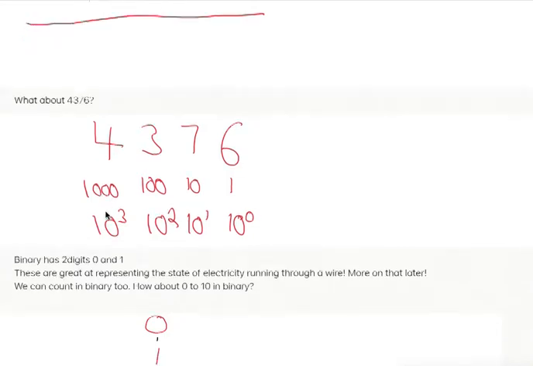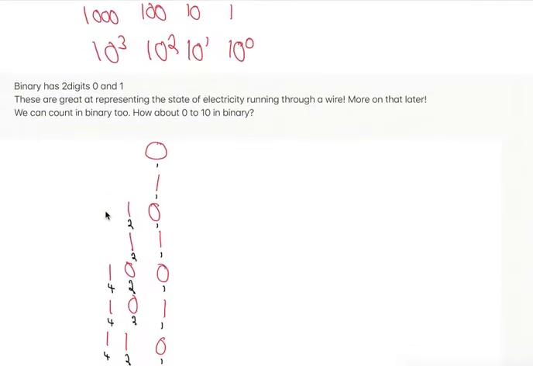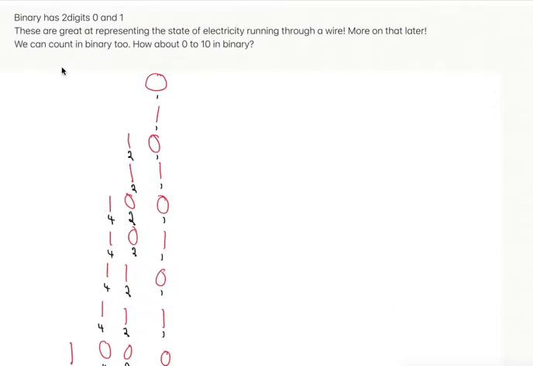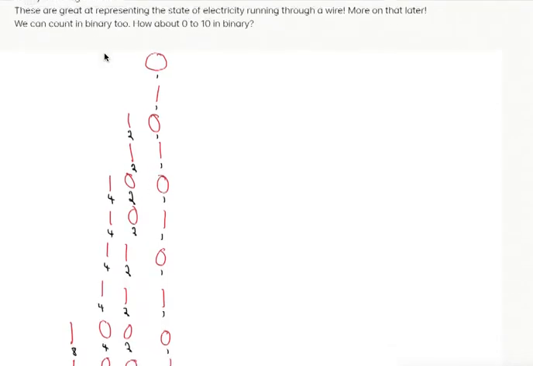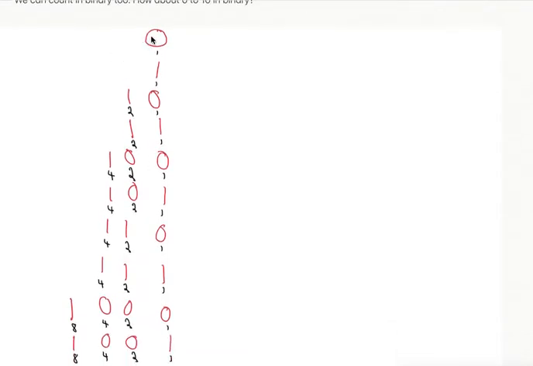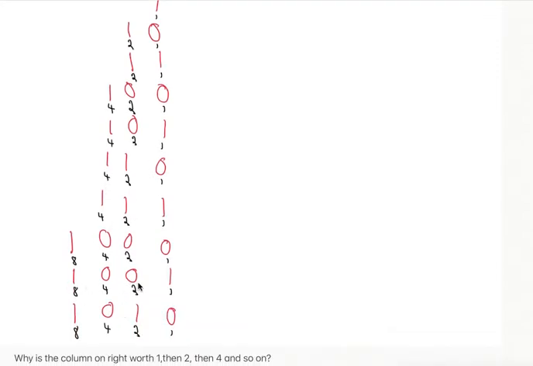Okay, let's talk about binary. Binary has 2 digits, a 0 and a 1. And by the way, these are pretty good at representing the state of electricity running through a wire. But more on that later. We can count in binary too. We can count from 0 to however high we want to go. But for right now, I just want to count to 10. So here's in red, 0 and then 1 and 2 and 3 and 4 and 5 and 6 and 7 and 8 and 9 and 10.